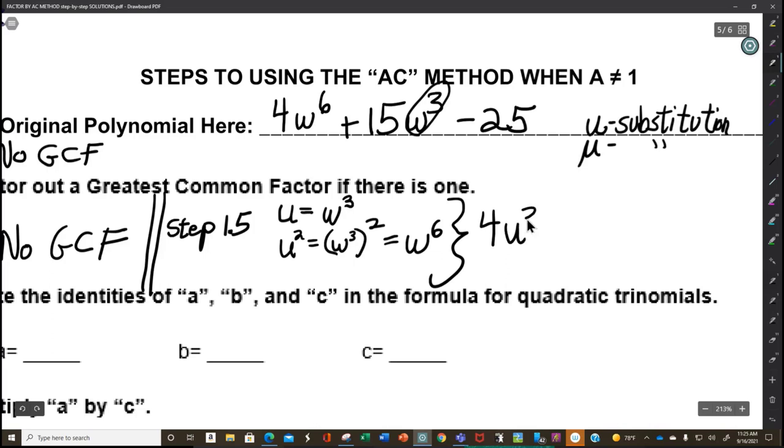4U squared plus 15U minus 25. This is now temporarily a quadratic trinomial, and I can always or almost always solve a quadratic trinomial. If worse comes to worse, you can use the quadratic formula, which we will be discussing later in the semester.